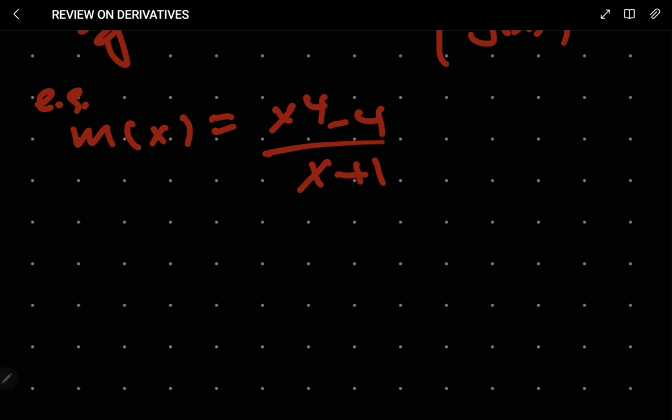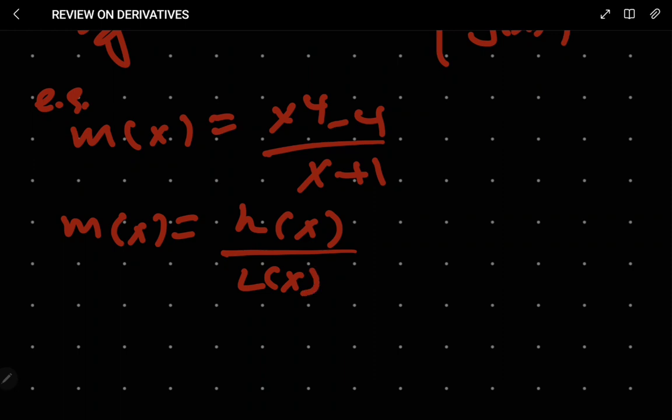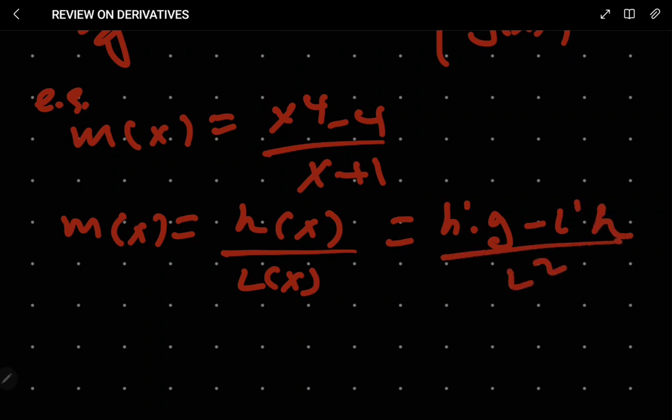You can check later. So you separate this as two functions, meaning m of x is in the form h of x over another function l of x, any function. So how do you do the derivative of this? The formula is you do h derivative times l minus l derivative times h, over l squared. That's it. So what is the derivative of this?